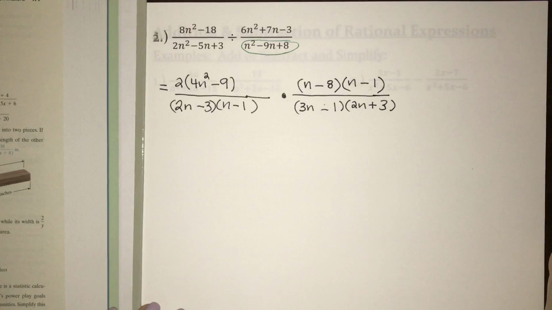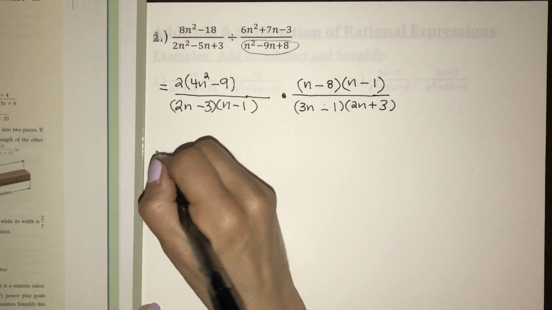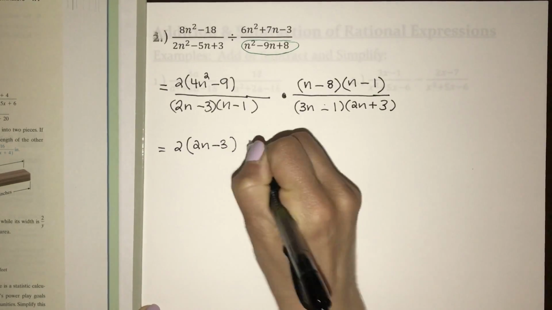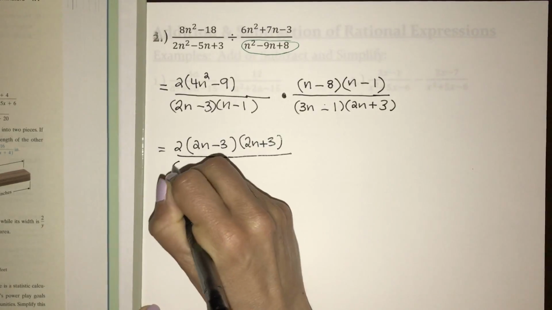At this point, I still need to factor this difference of squares. So I'm just going to do that in the next step really quick. That's 2n minus 3, 2n plus 3. Everything else gets recopied.